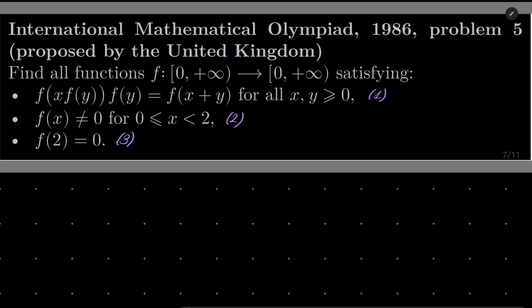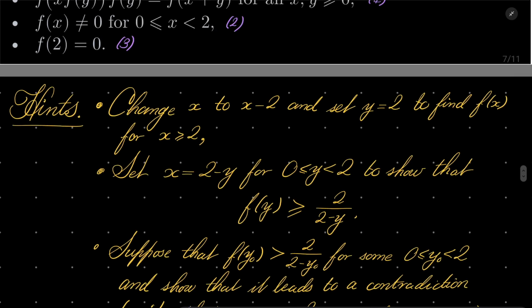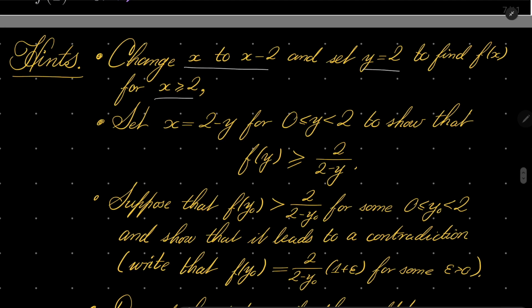Here are my hints. First, change x to x minus 2 and set y to be 2 to find f of x for x greater than or equal to 2. And for every other number, set x to be 2 minus y for y between 0 and 2, and show that this inequality is true: f of y is greater than or equal to 2 over 2 minus y.